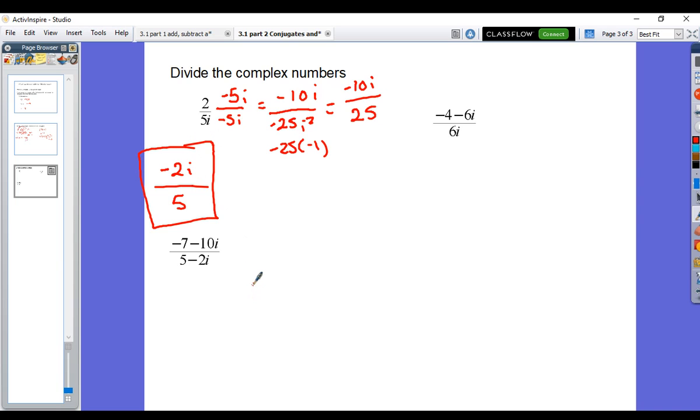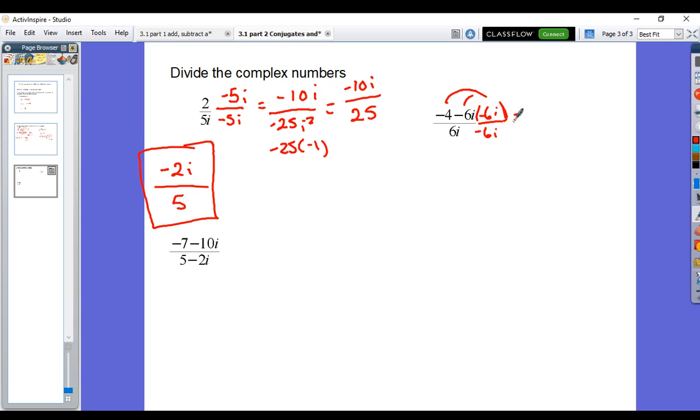There we go. So let's look at this next one. Same concept here. We got a 6i on the bottom, so we're going to multiply it by the conjugate, negative 6i. All right, so let's do that. So on the top, we're going to distribute this negative 6i to both, there and there.